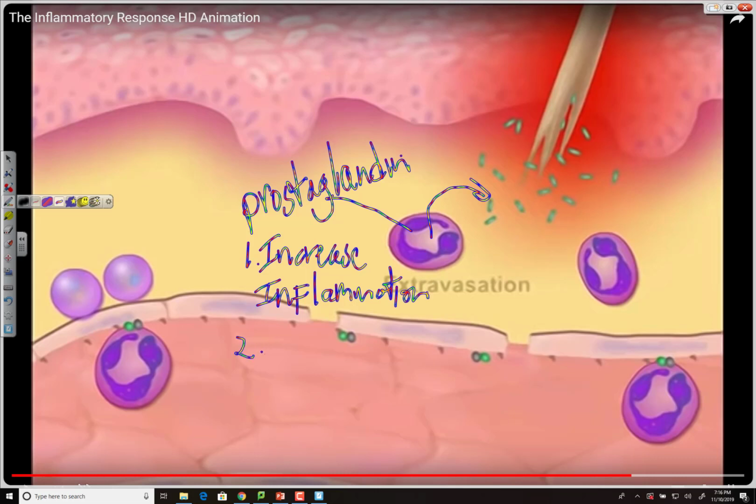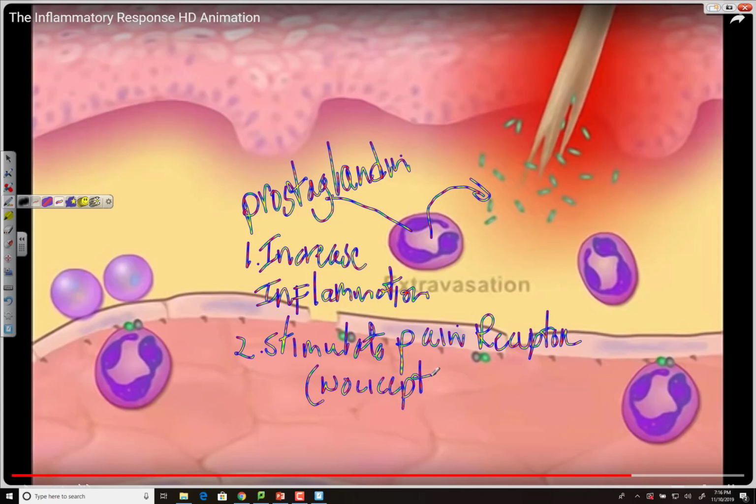Number two, they stimulate pain receptors. Those are called nociceptors. So the amount of tissue damage or the severity of the infection will lead to a greater inflammatory response. So the greater the inflammatory response, in most cases, the greater the amount of pain. So remember that pain is diagnostic. Pain tells you that there's something wrong, right? The other thing that prostaglandins do, and this is important, is they produce fever.